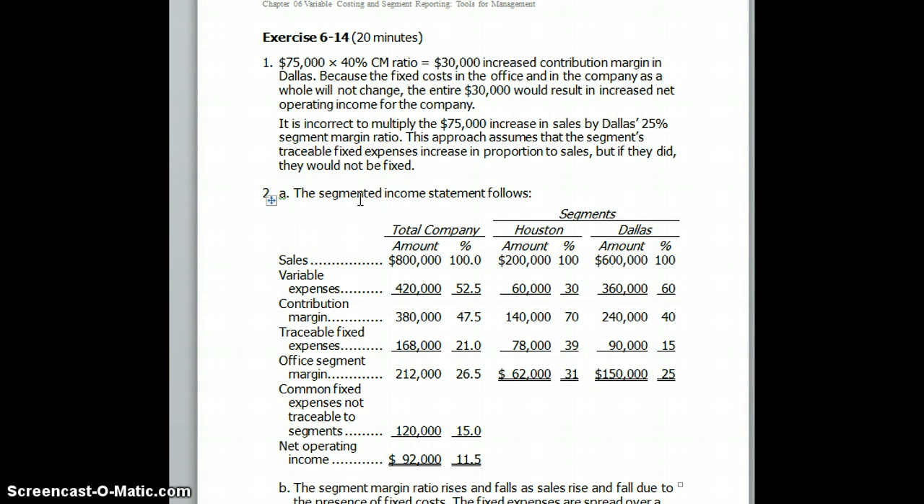Part 2 says, go back to the original data, and assume that sales in Houston increase by $50,000 next year, and that sales in Dallas remain unchanged. Also, assume that there's no change in fixed cost. They want us to prepare a new segmented income statement for the company using the above format.